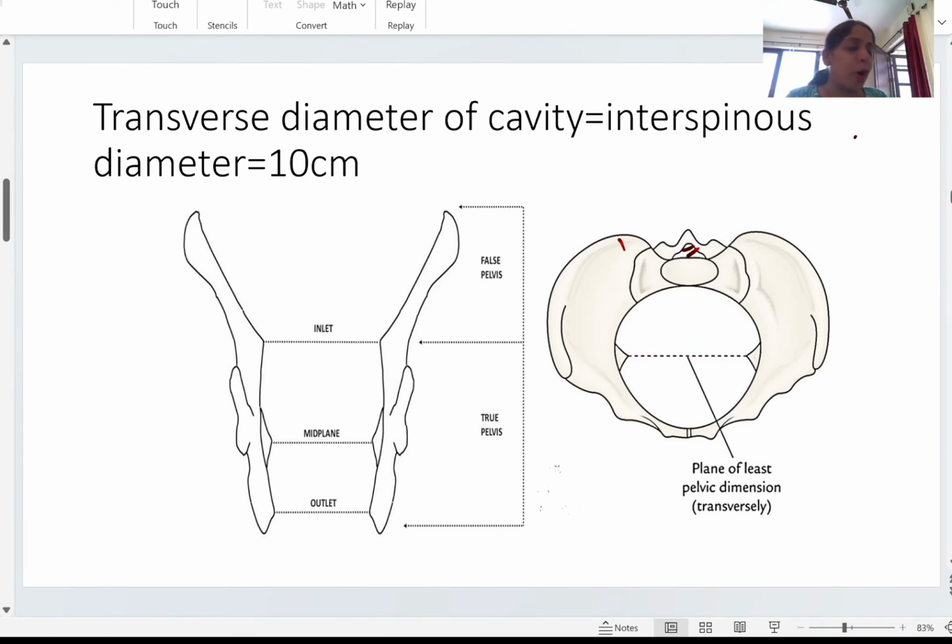Which is the most important diameter of the pelvis? Dr. Jessica, please write down obstetric outlet. It is very important. Pelvis is very favorite of NB people. Dr. Jessica, it is not just outlet, it is obstetric outlet.